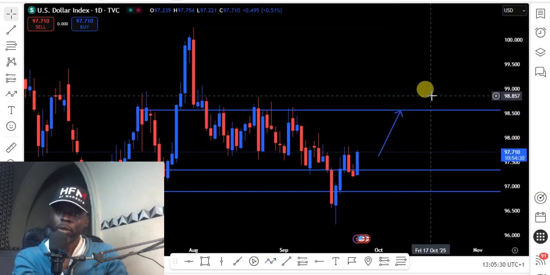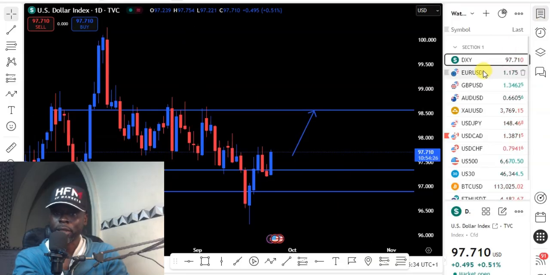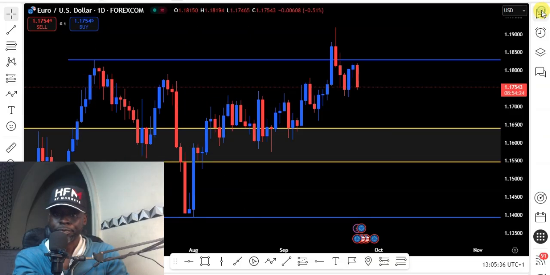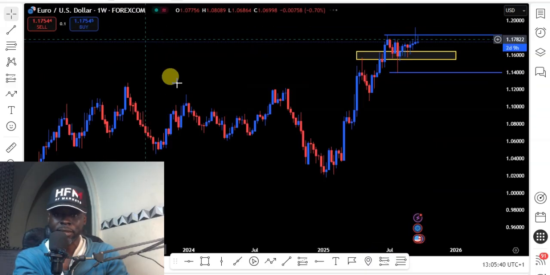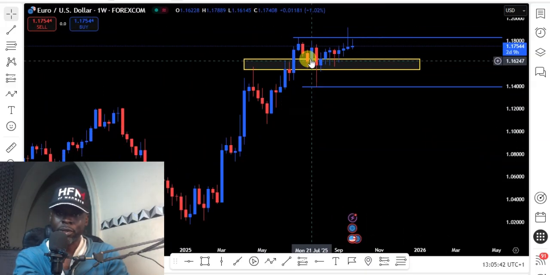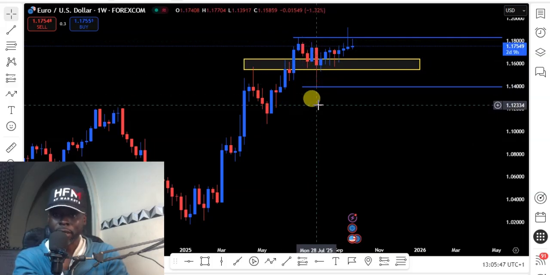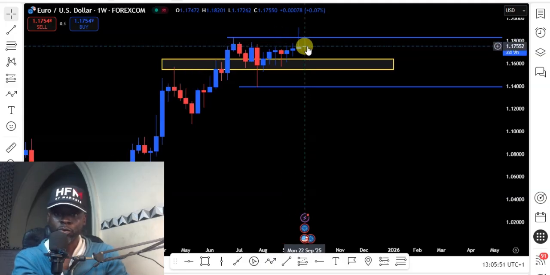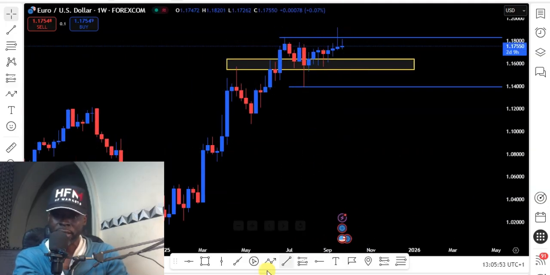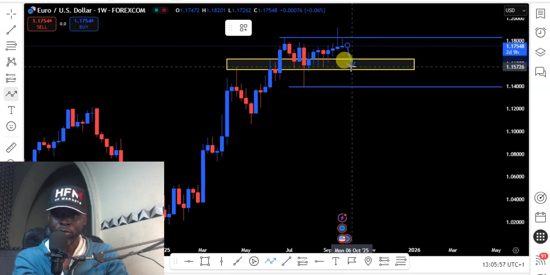So let's look at our other pairs, which are the pound and the EURUSD. We'll be starting with the EURUSD. On my weekly chart, if you watch my previous weekly analysis, I said I expect price to collect supply from this resistance level. As you can see now, price has collected the supply from this resistance level. So what we expect now is for price to move to this next weekly support level.